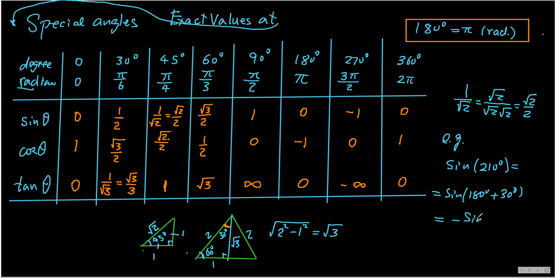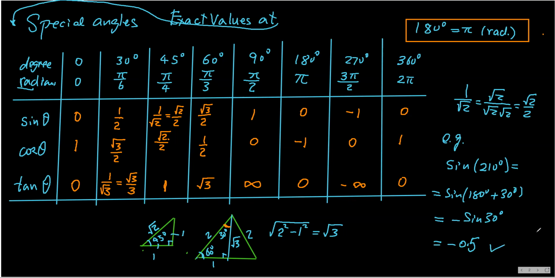Negative sine 30. Now 30 is the reference angle. Reference angle. Okay. So what is sine 30? Sine 30 is 1/2. Solved. Can you see?